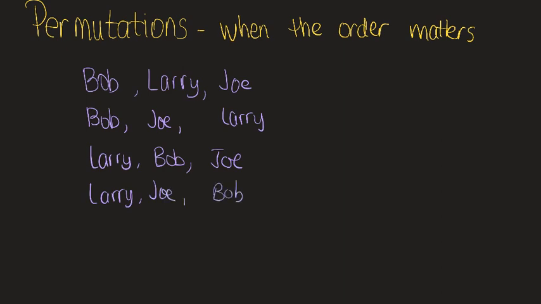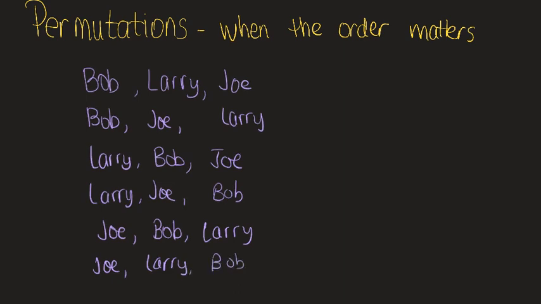Now let's see, who have I not used? I haven't used Joe standing in line first. Joe first with Bob second, or Joe first and Larry second. So we ended up with 1, 2, 3, 4, 5, 6. We ended up with 6 different options.